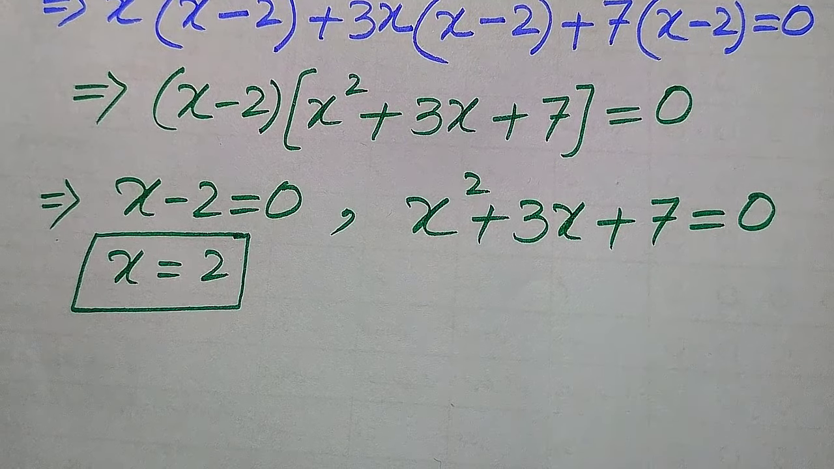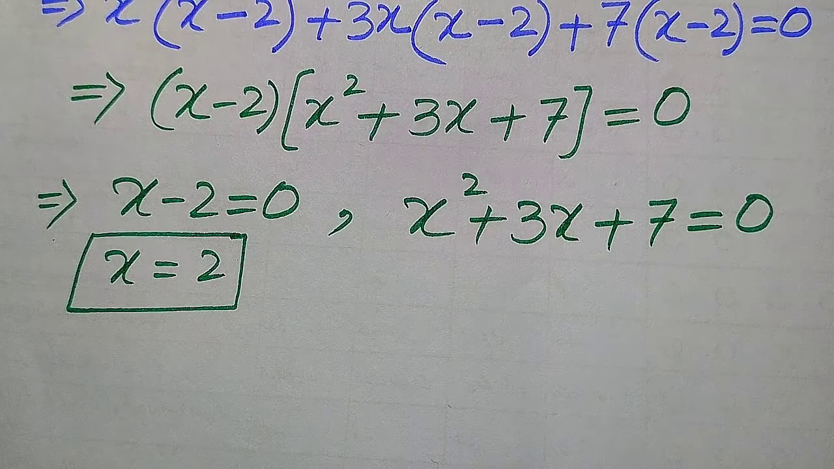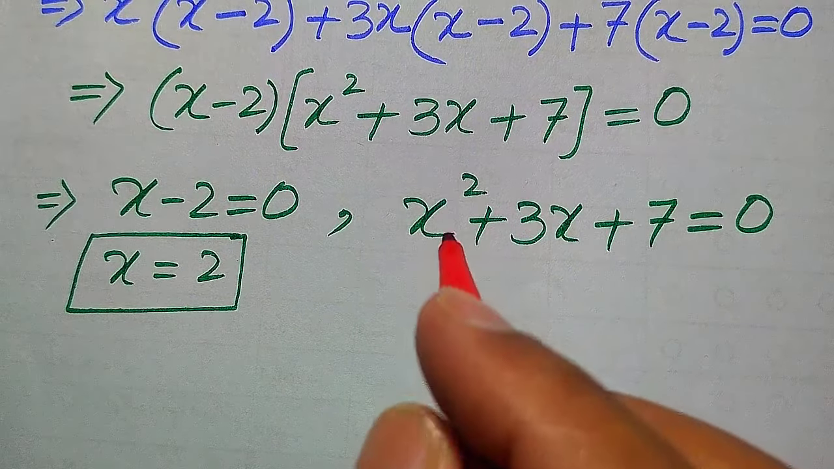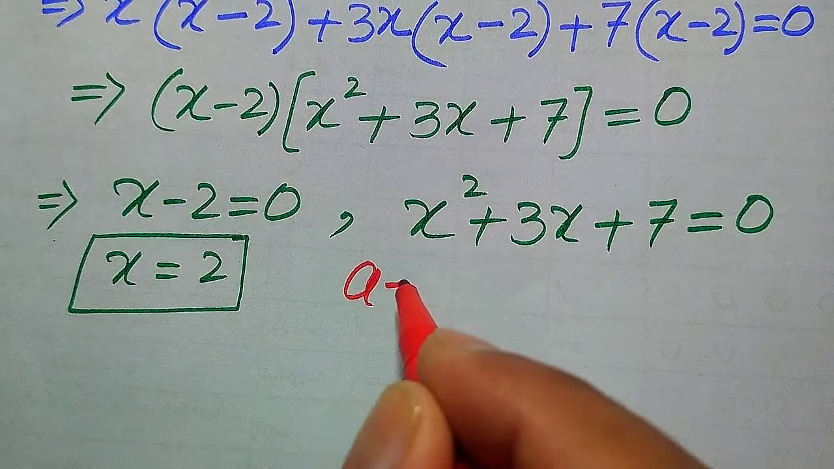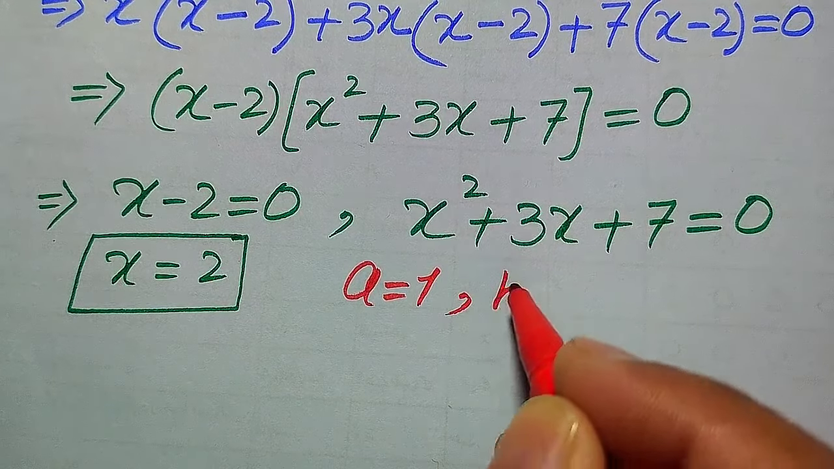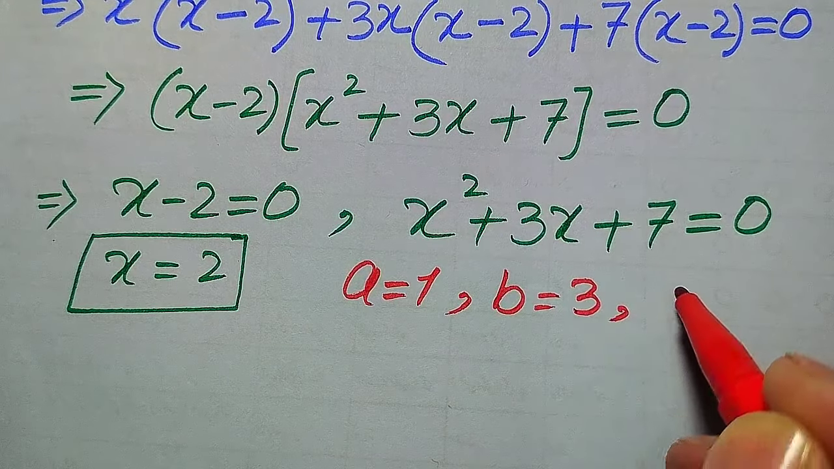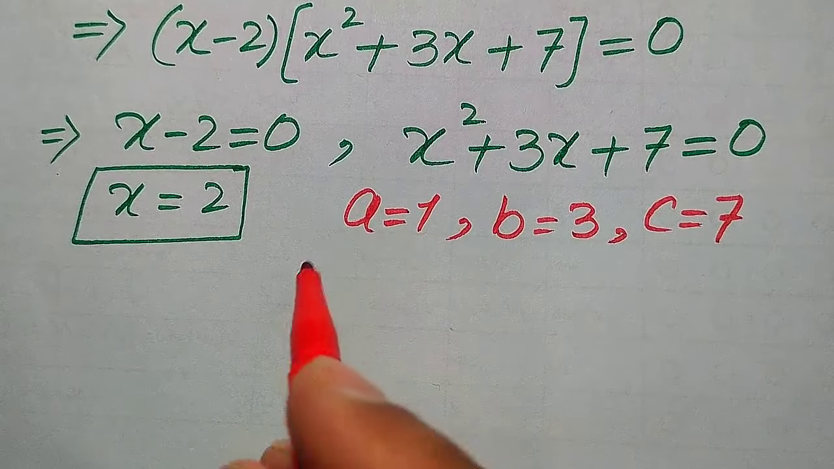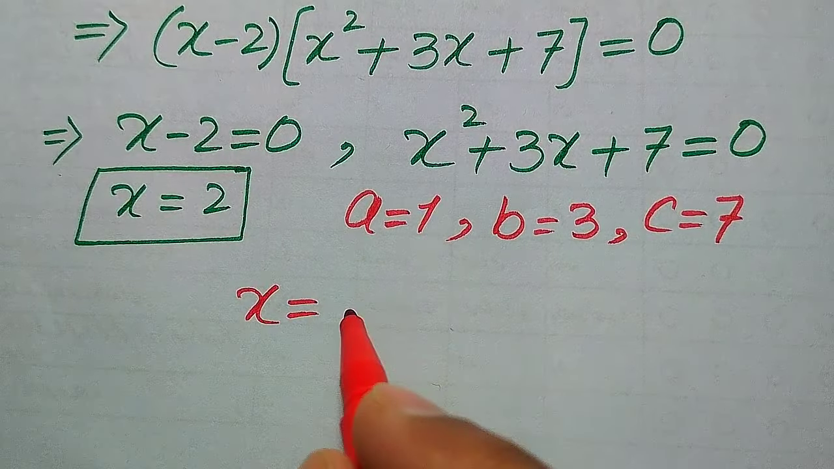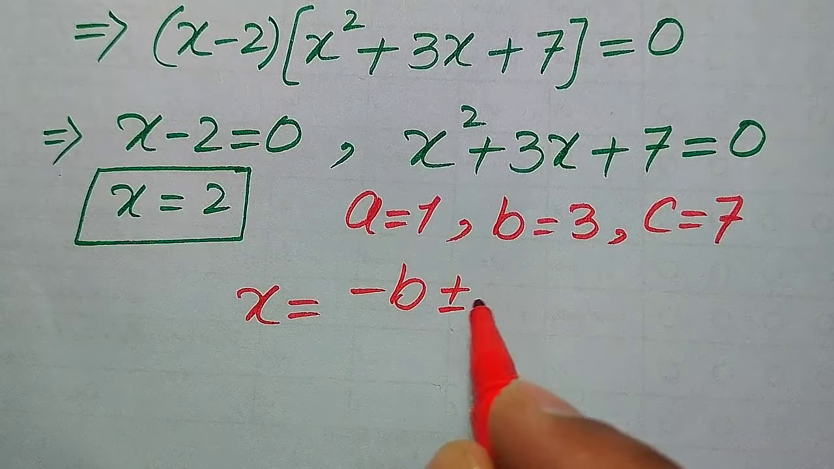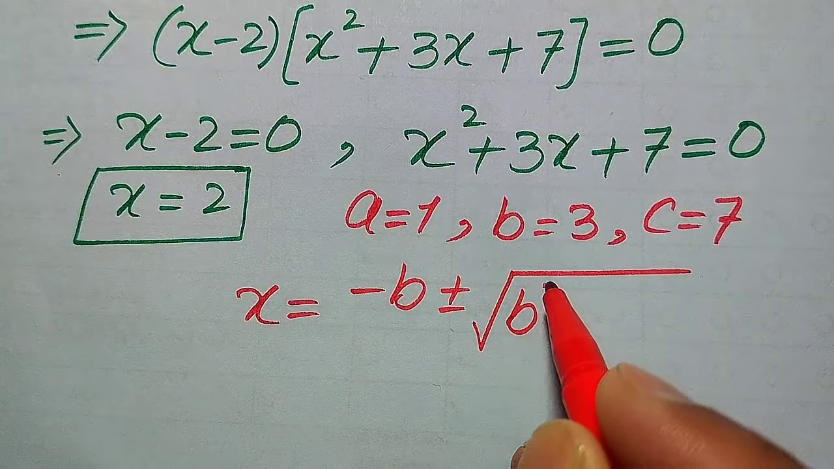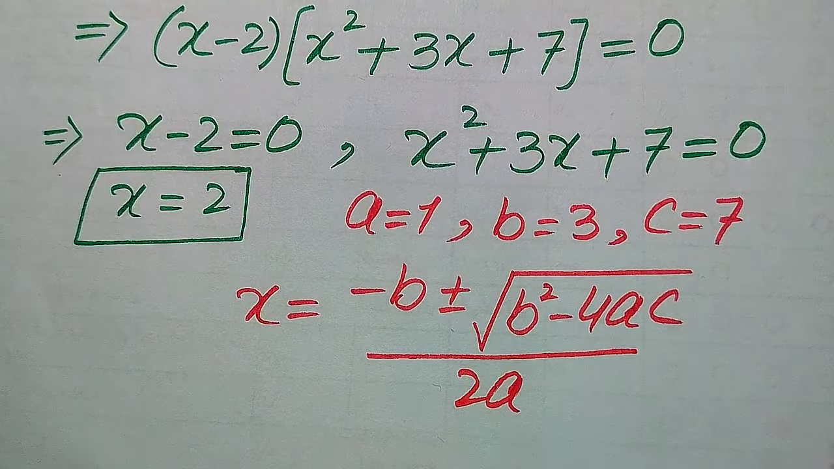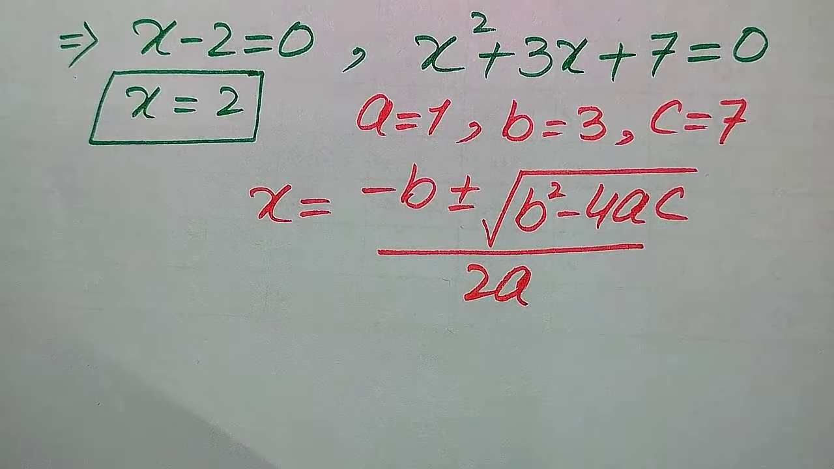Now, in order to find the other roots, we need to solve this quadratic equation, and here we just apply the quadratic formula. For this we write the coefficients of the equation: a equals 1, b equals 3, and c equals 7. We state the quadratic formula as x equals minus b plus minus square root of b square minus 4ac, divided by 2a. This is our quadratic formula.